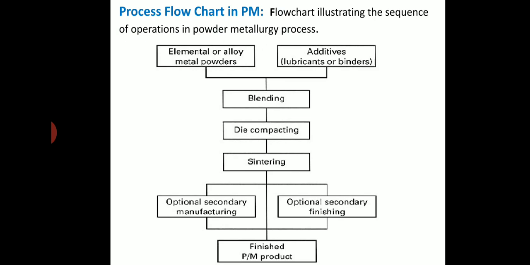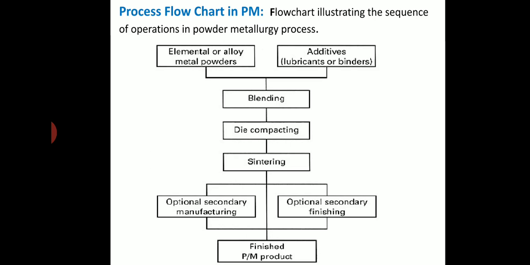Then the sintered product, if it is necessary, can be sent to a secondary manufacturing process or a secondary finishing process, which is optional. If it is required, it is sent for either the secondary manufacturing or secondary finishing process.